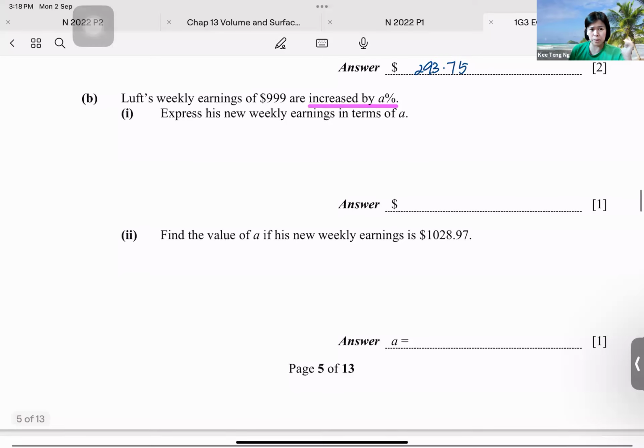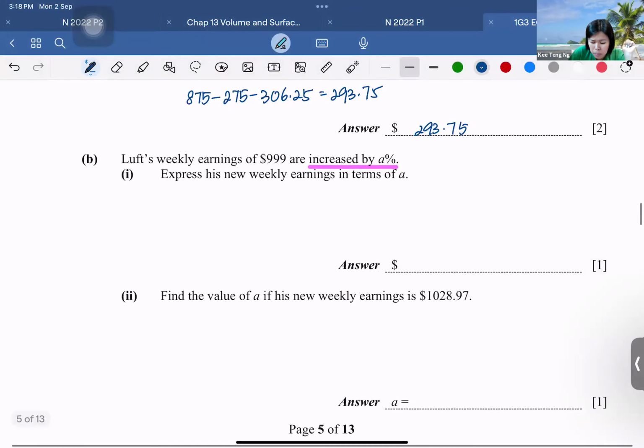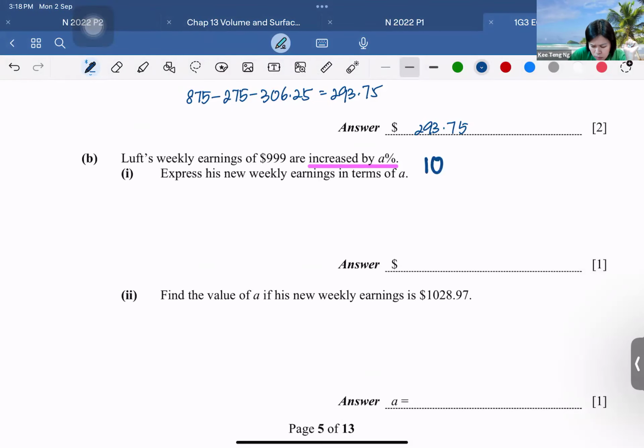This one is just basically bringing numbers. Okay, I'm going to do part B over here. Okay, this person's name, what's the name? Okay, Luffy or Lufty, I don't know. Okay, the weekly earnings of $999 are increased by A%. What do you mean by increase by A%? It means originally I have 100%. I increase it by A. That means what am I doing? Increase it by A. What happens?